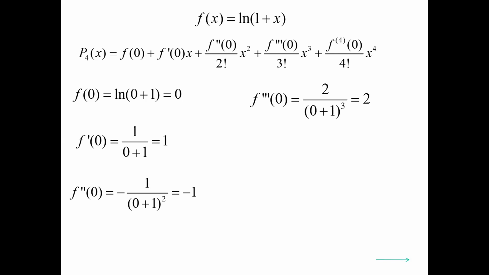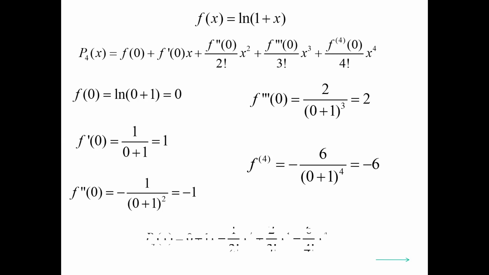The third derivative would be, again using a chain rule, 2 over x plus 1 to the third power. Plugging in 0 gives us 2. And then the fourth derivative, because we're asked to do a fourth degree polynomial, this is where I'm going to stop, would be negative 6. So if we write all of that out and put it together, this is what my fourth degree polynomial looks like. Again, you can clean it up or not. It's really up to you.